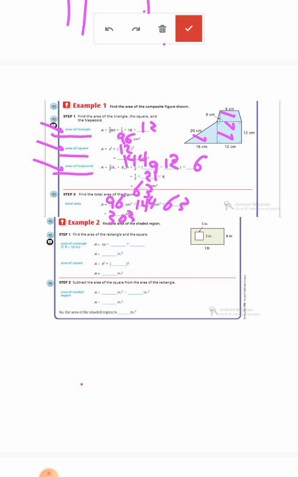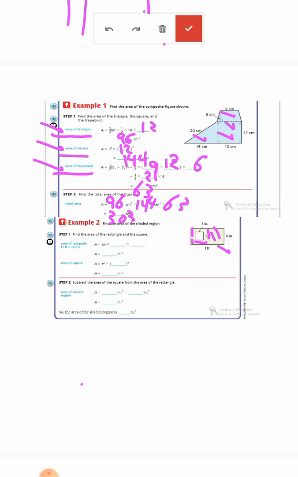After that, we are going to move to example 2. What do you think about this one? Find the area of the shaded region. Do not worry about this type of question. We have here a rectangle and a square inside it, but he asked me to find the shaded one instead of the blue one.